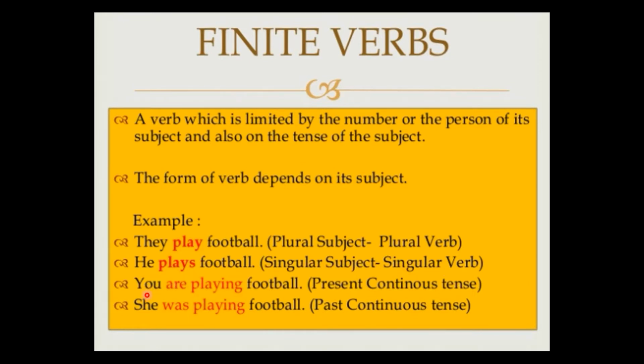Next, you are playing football. This is present continuous tense. Here again this play, first play was changed into plays, and now this play has changed its formation into the ing form. Then she was playing. Here again this play is being used as playing.